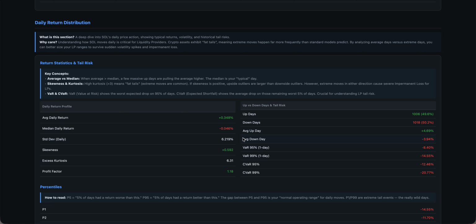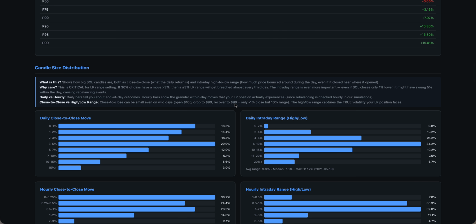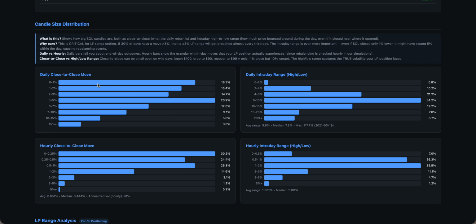Now, I will not focus on the daily returns distribution at the moment, but I will focus on the candle size distribution, because this is important for liquidity provision for LPs, people like you and me. First of all, I wrote these very simple summaries. The candle size distribution in this chart is basically how big SOL candles are, both close to close, which is the daily return, and the intraday high to low ranges, which means how much price bounced around during the day, even if it closed near where it opened. So this is critical for LP range setting.